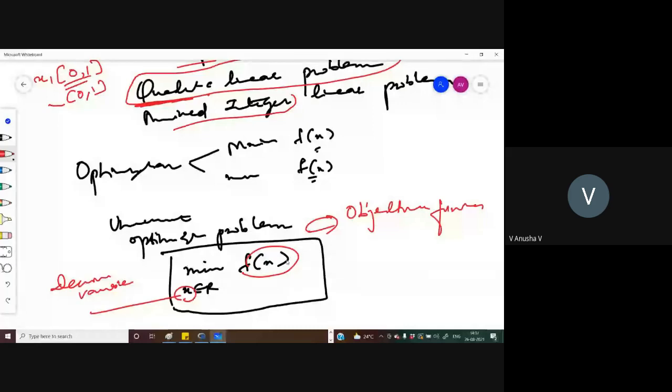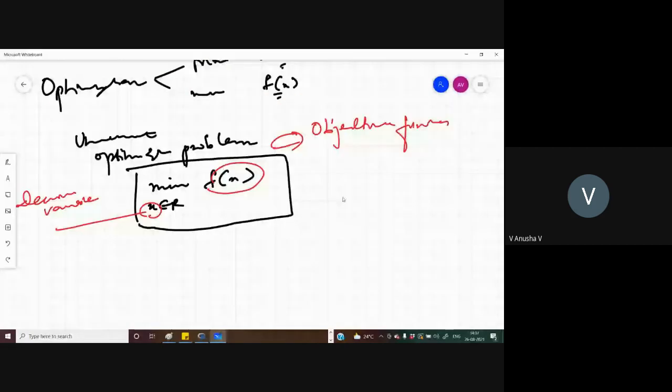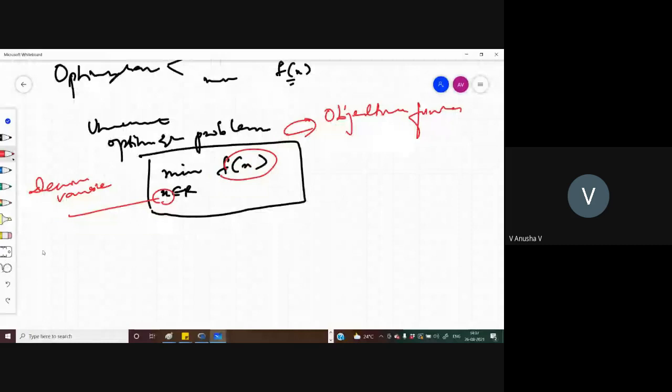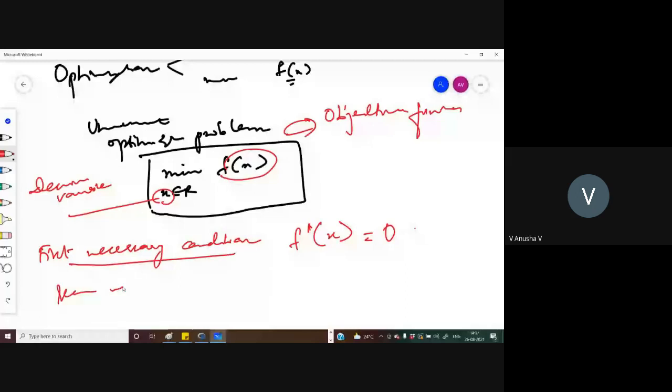So what are the necessary conditions for this optimization problem to minimize this? First of all, there are two conditions. First necessary condition is f derivative of x, derivative of x equals to 0. This is the first necessary condition. Second necessary condition is f double dash of x, that is double derivative of f of x, should be less than 0. See, so these are the two necessary conditions.